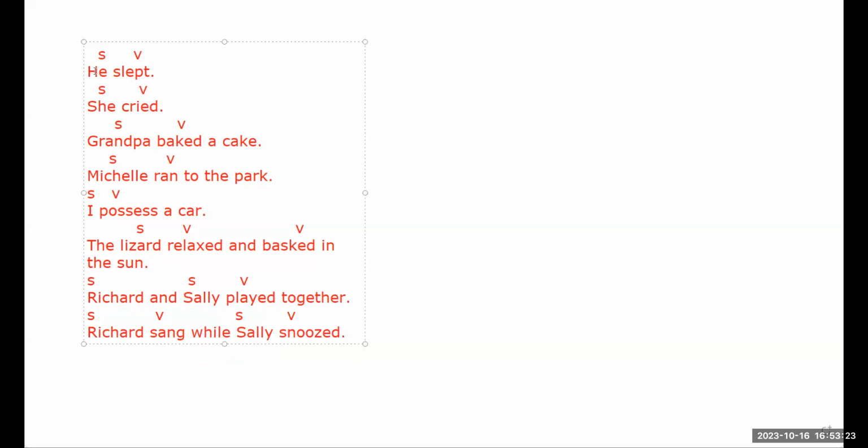Your subject is always either going to be a pronoun like he or she, or it's going to be a noun. Grandpa, Michelle, lizard, Richard, Sally. Those are all nouns. Doesn't have to be a person, so it could be a lizard. It doesn't even have to be alive. The rock lasted for thousands of years. Okay, so what did the rock do? The rock lasted. So the rock is your subject and lasted is the verb.